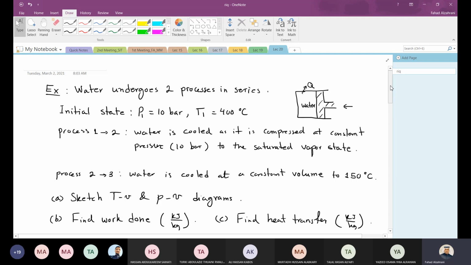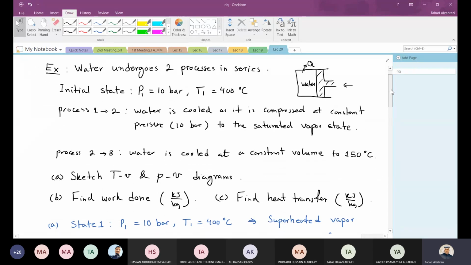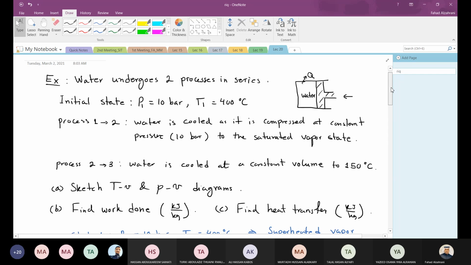So last time, Shabab, we started solving a problem on evaluating work and heat. Okay. So in this problem, Shabab, we have water going through two processes. And just a quick summary about the problem from last time.